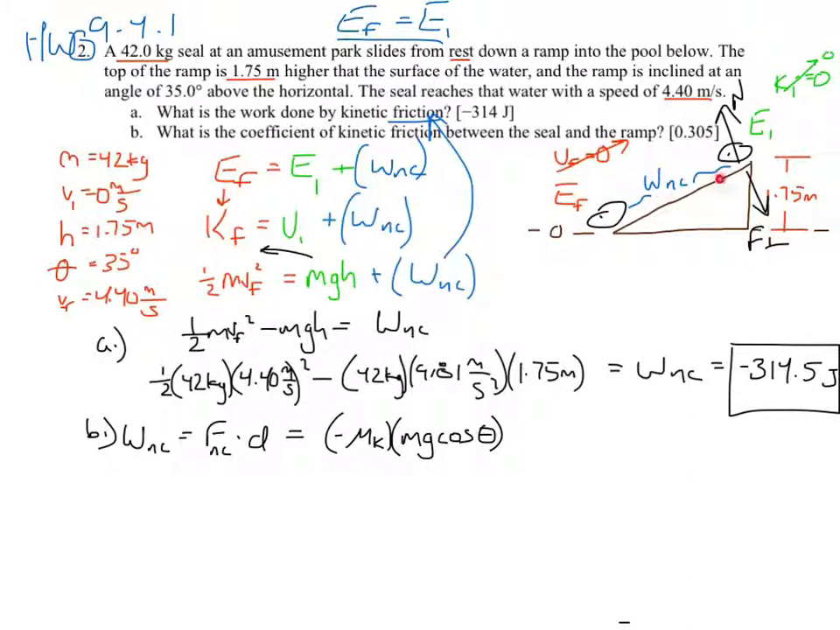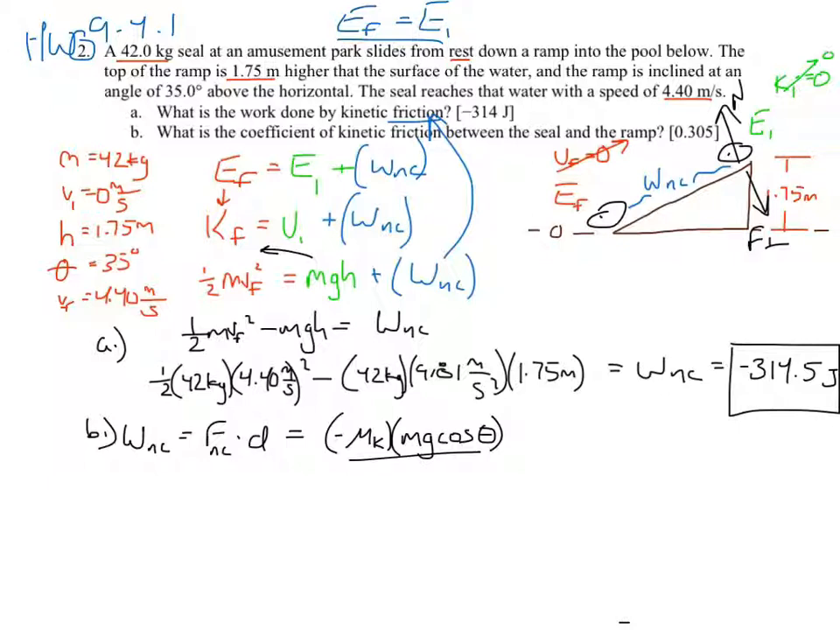Force parallel is straight down the ramp. We don't care about that. We care about the force perpendicular because that's going to be the same thing as the normal force. So the force perpendicular is mg cosine theta. Force parallel is mg sine theta. All right, so here's our force, our non-conservative force.